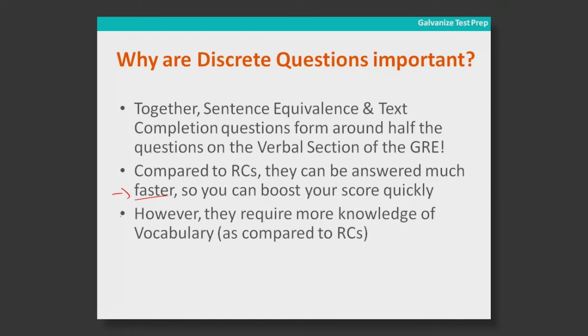The one thing about discrete questions, though, the trick is that they do require a stronger vocabulary from you. So compared to RCs, not that RCs don't have tough vocabulary, they do, but the intensity of the vocabulary you're going to see on the discrete questions is something else. That said, for those of you who are worried about the old vocabulary lists from Barron's with 3,000 words, the GRE isn't as vocab intensive as it used to be, say, a couple decades ago, but all the same, you need to take this seriously and keep working on this.